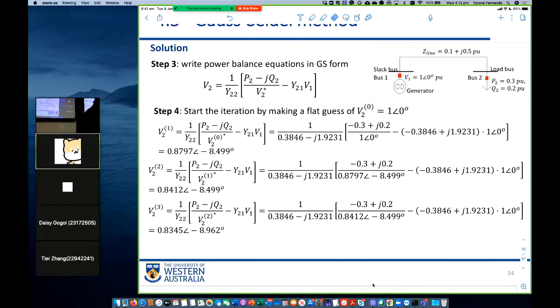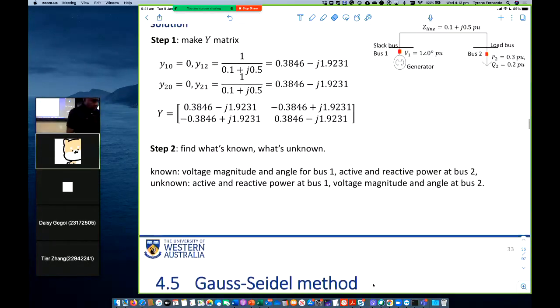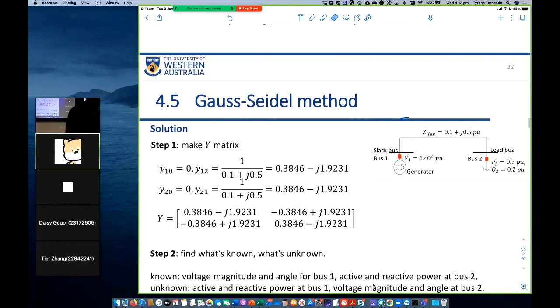So P2 and Q2, we know the values of P2 and Q2. What is P2? P2 was 0.3, Q2 was 0.2, right? Now, notice that it's a load, it's consuming 0.3. So the injection is negative 0.3.